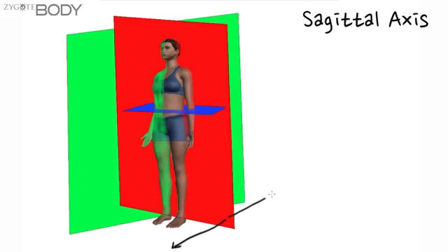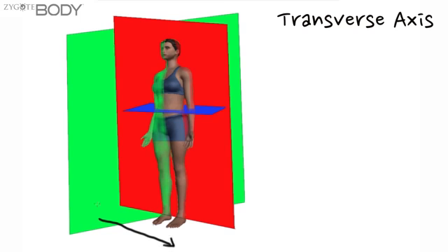The next axis that I need to discuss is the sagittal axis, and this axis runs antero-posteriorly, meaning from the front to the back or vice versa, and lies at the intersection of the sagittal and transverse planes. The third and final body axis is the transverse or horizontal axis. This one runs from side to side and lies at the intersection of the coronal and transverse planes.